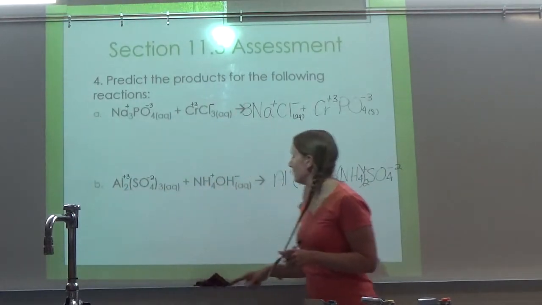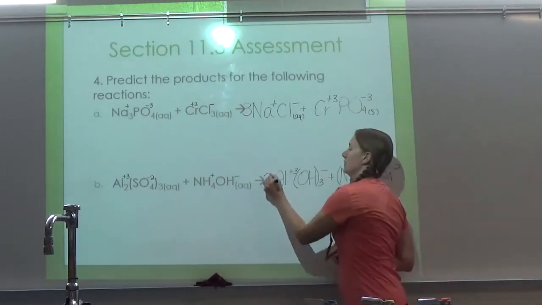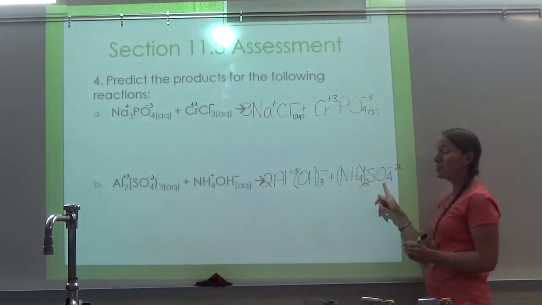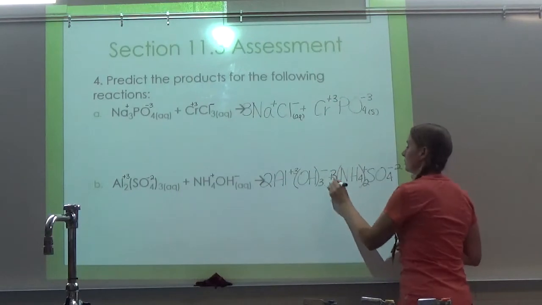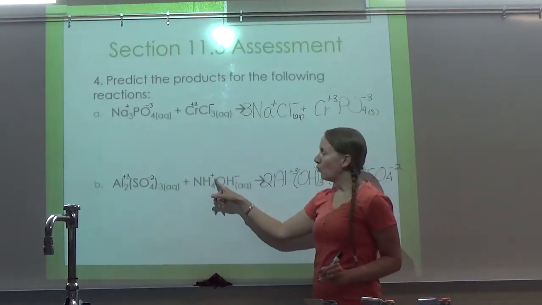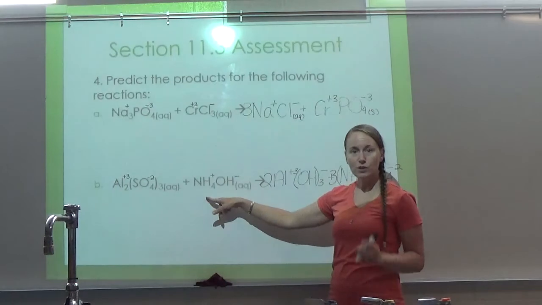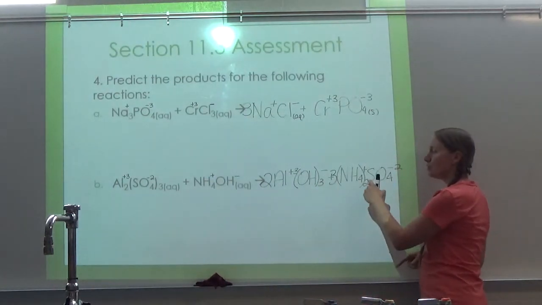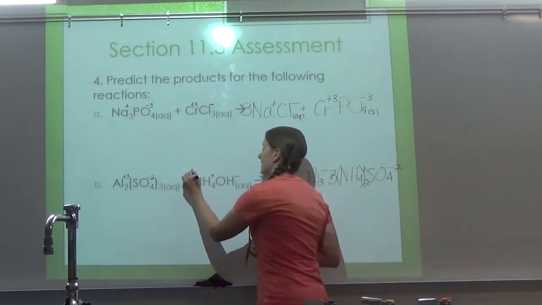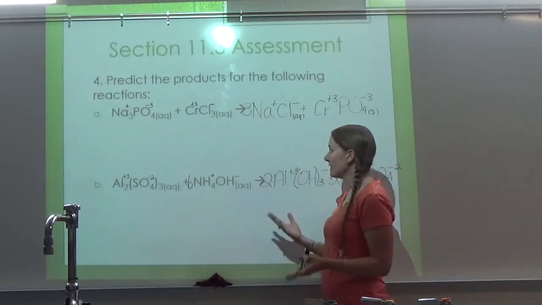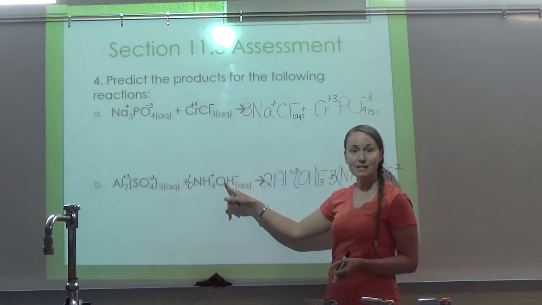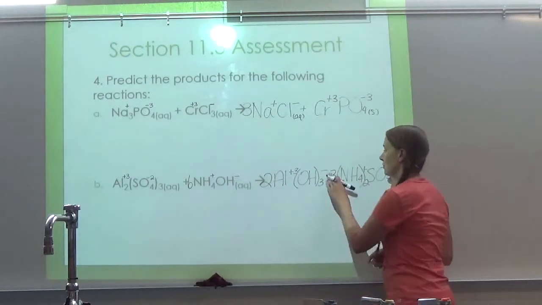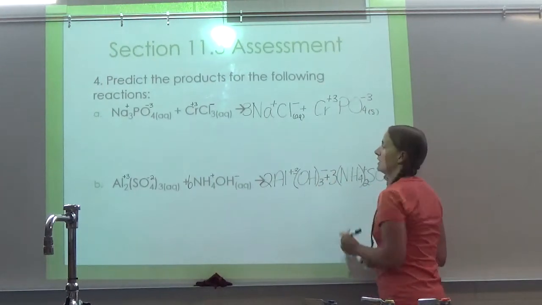So we have 2 aluminum. Here I only have 1, so I'm going to put 2. I have 3 sulfates. Here I just have the 1 sulfate, so I'm going to put a 3. I have 1 ammonium, not 4, just 1. 1 ammonium, but here I have 3 times 2, which is 6. So I need 6 ammonium. And then here I have 6 hydroxide, which is OH. And I have 2 times 3, which is 6 hydroxide. Ooh, my plus sign is kind of getting lost in here.